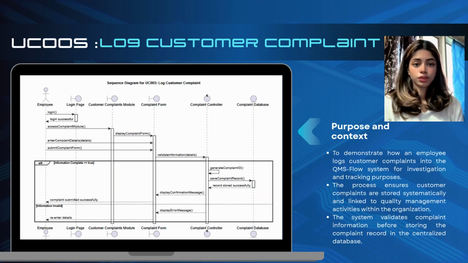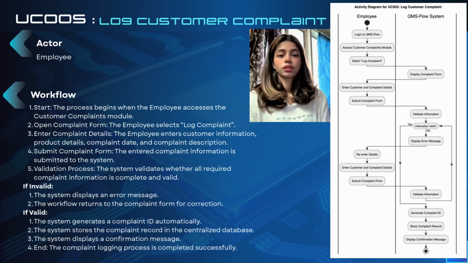So for use case 005, the use case is log customer complaint. The purpose of this use case is to allow employees to record customer complaints into the QMS flow system for tracking and investigation purposes. This process helps the organization manage complaints systematically and maintain proper quality management records. The actor involved in this use case is the employee.